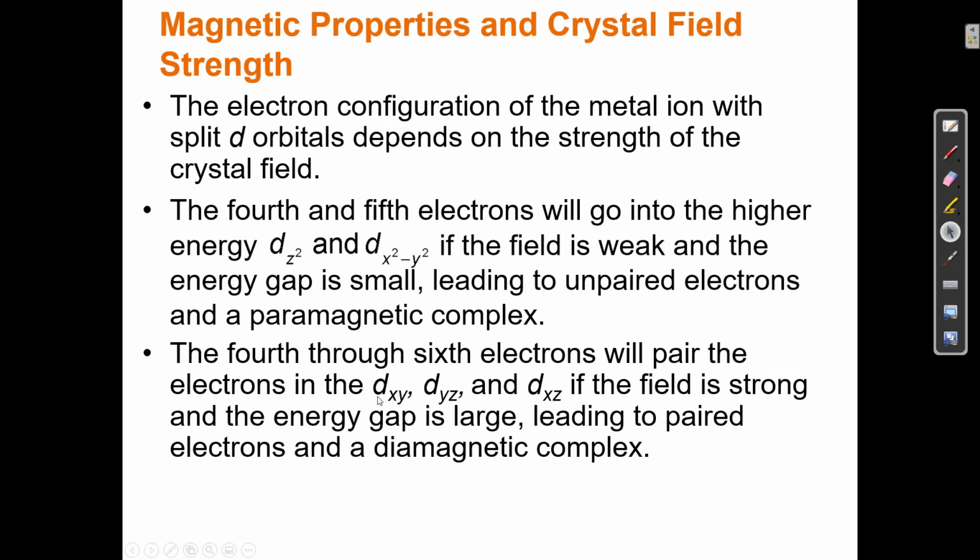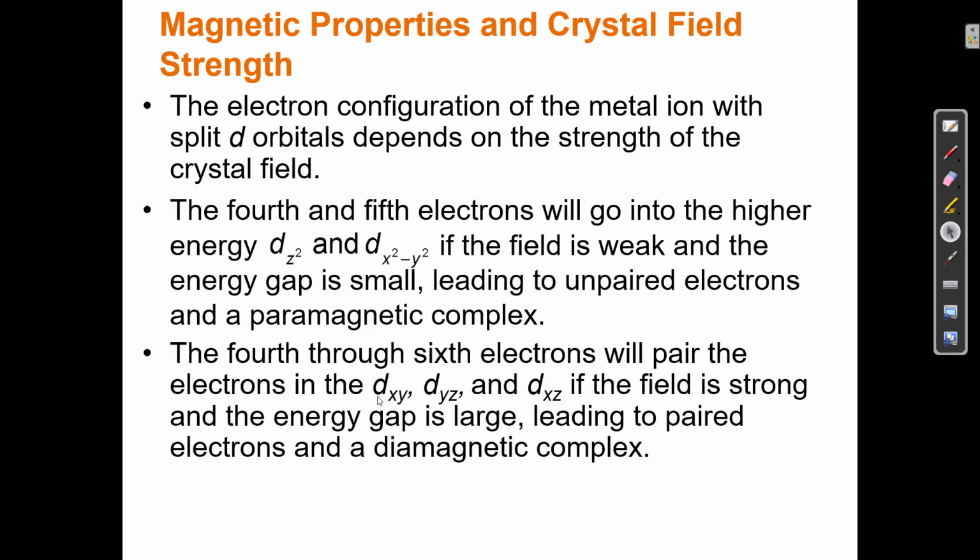So because of this crystal field splitting, the electrons that might have been paired before the d orbitals were split might become unpaired after the d orbitals are split, depending on the size of that gap. If the gap is really small, the electrons can go up to the top orbitals. If the gap is really big, then those electrons are stuck down below. So that changes the pairing of these electrons.